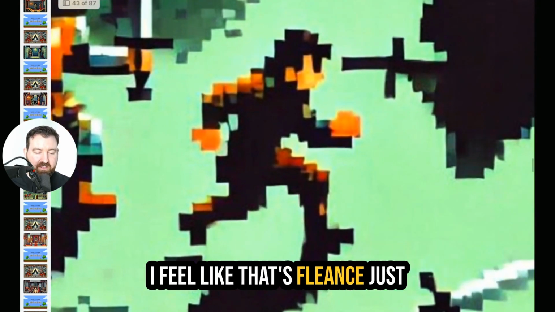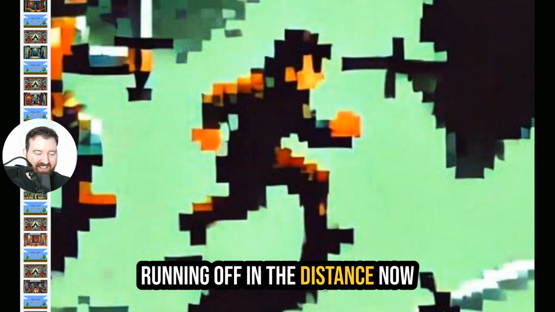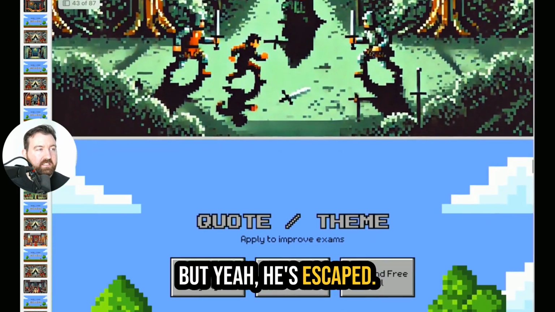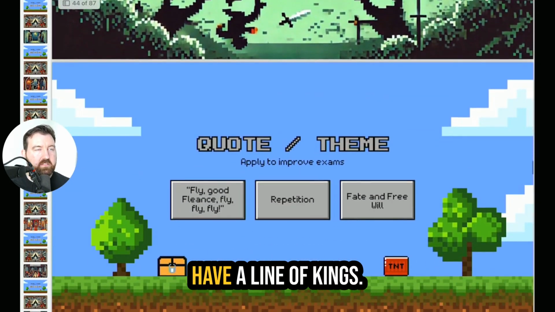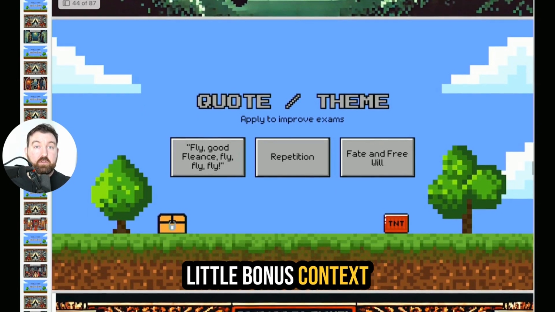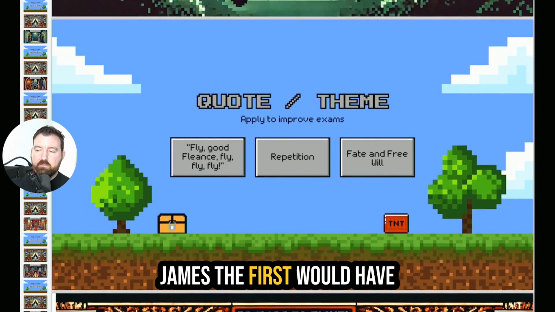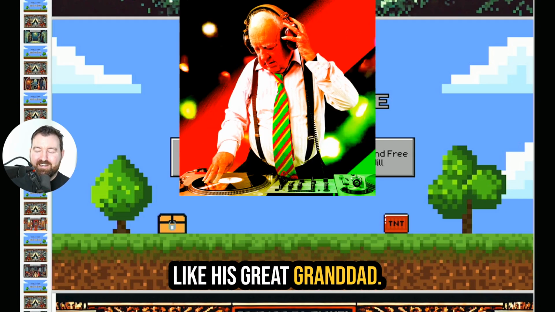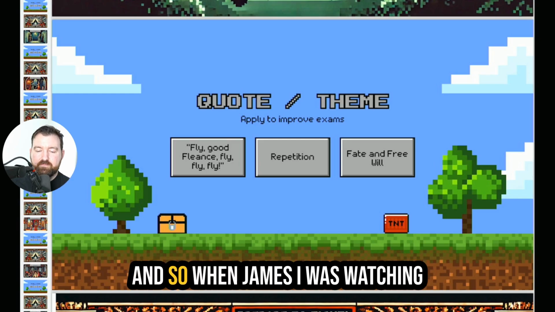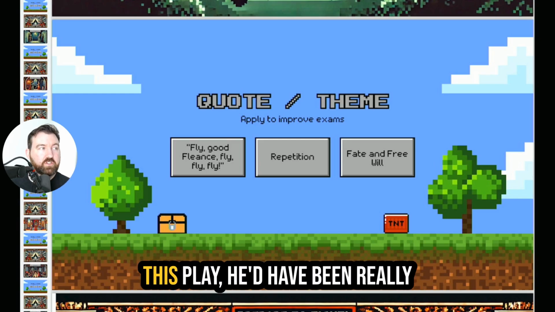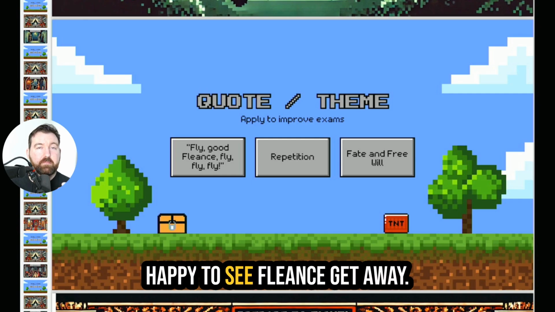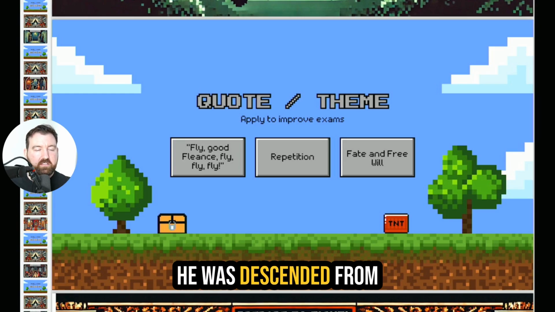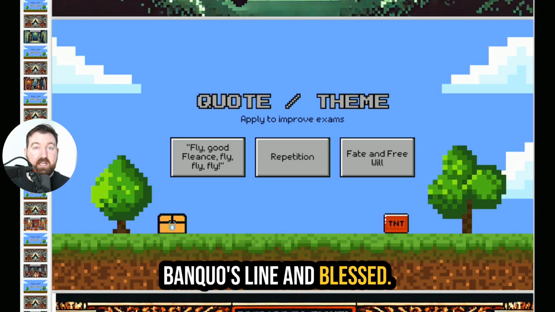I feel like that's Fleance just running off in the distance now while the others are fighting. But yeah, he's escaped, and so Banquo can still have a line of kings. Little bonus context for you on that as well. James I would have seen Banquo as his ancestor, like his granddad, yeah? So when James I was watching this play, he'd have been really happy to see Fleance get away. He would have believed that he was descended from Banquo's line and blessed.